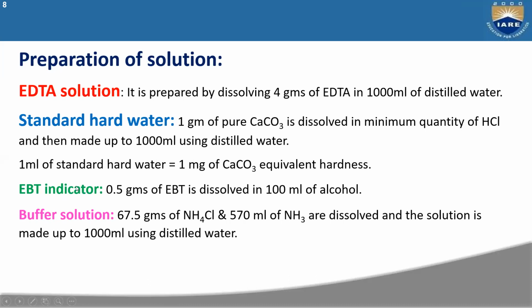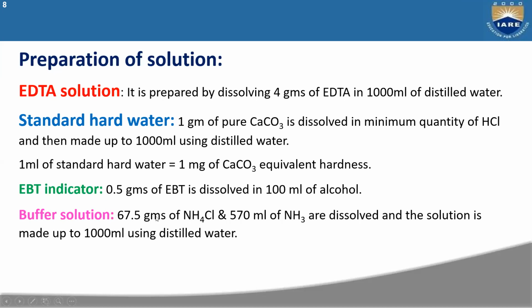Next, the EBT indicator, Eriochrome Black T indicator. It is prepared by dissolving 0.5 grams of EBT in 100 ml of alcohol. And next, the buffer solution. The buffer solution maintains the pH. What is the range of pH? 8 to 10. Okay.